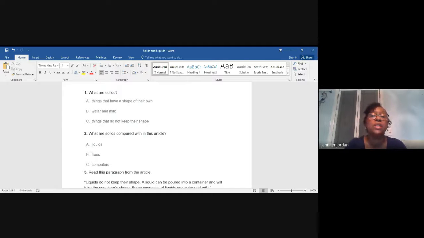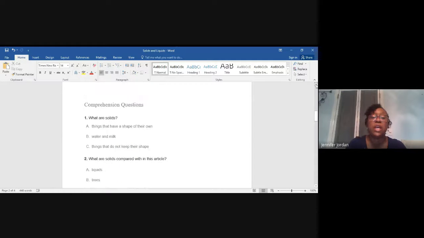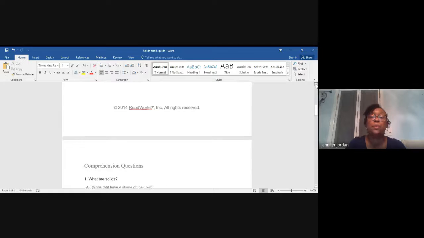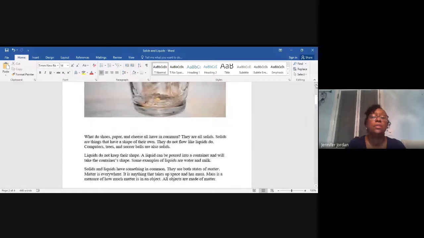What are solids compared with in the article? Meaning, what do they compare the solids to? Is it A, liquids, B, trees, C, computers? Let's go right back to the beginning of our text. What are solids compared to? Okay, if we read the very bottom, it says computers, trees, and soccer balls are all solids.